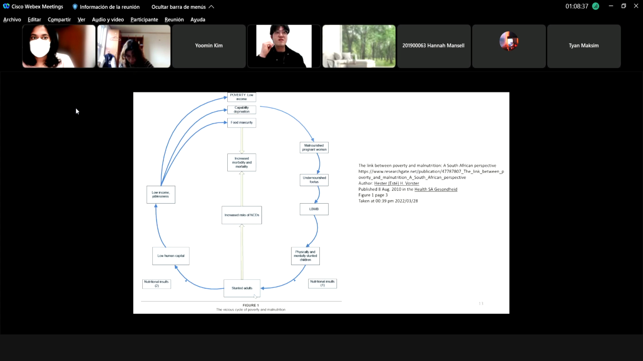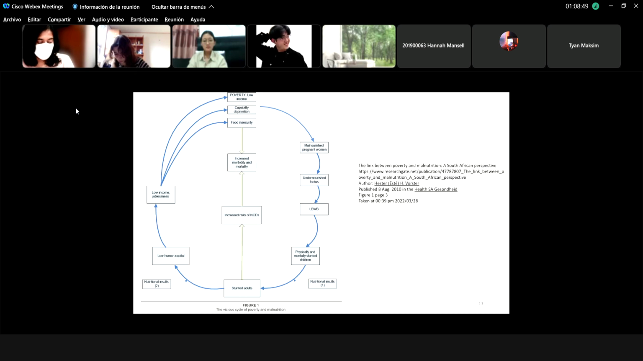I stopped here at the stunted adults. If you're a stunted adult, which also means some form of undernourishment, then you have an increased risk of NCDs. This means diseases you do not normally get. The other point is that you also have low human capital, they call it. So your ability to do high-paying jobs is really bad because you're not really productive. You do not have a good education, and as a result, you're low income and jobless. And then this vicious circle starts all over again.